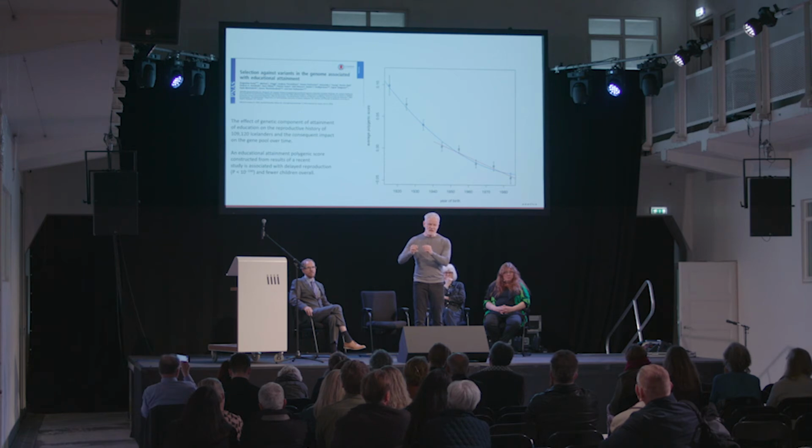Because when we took a polygenic score for intellect, that was also under negative selection, but when we corrected for education, that selection disappeared.